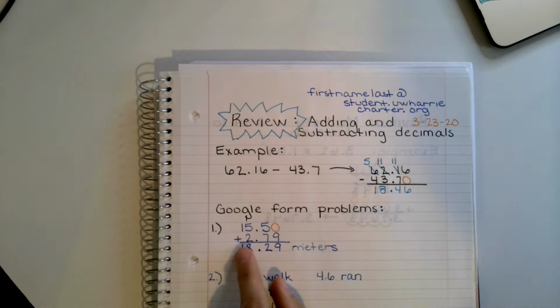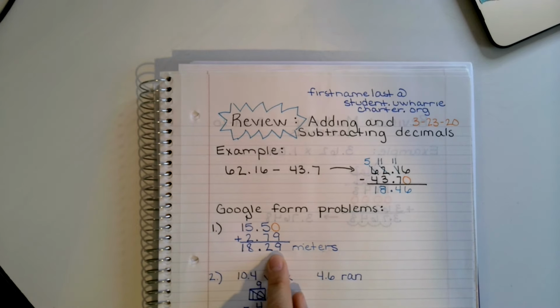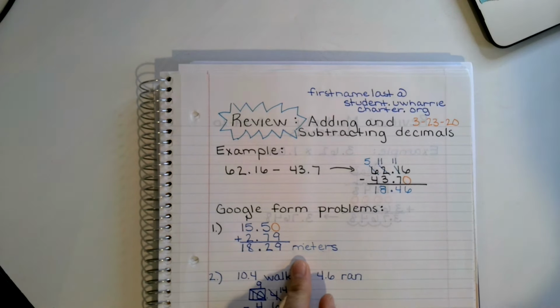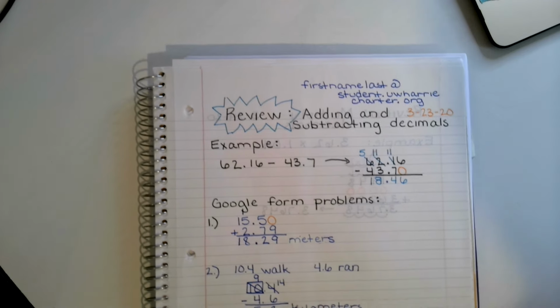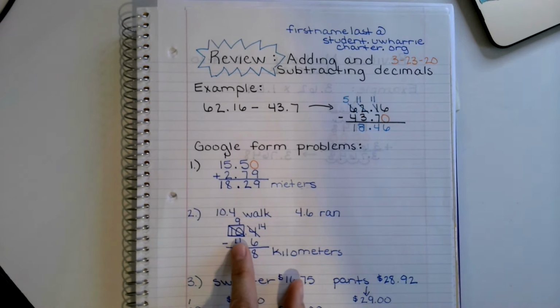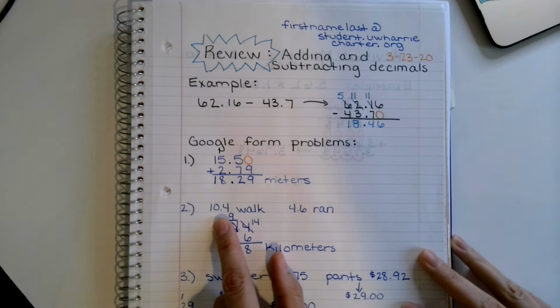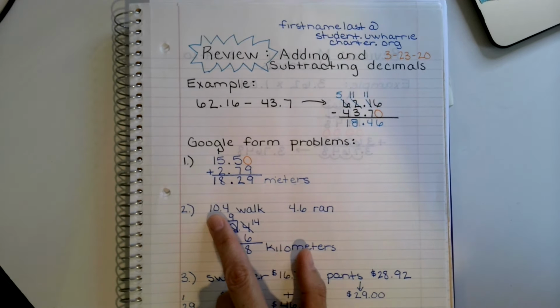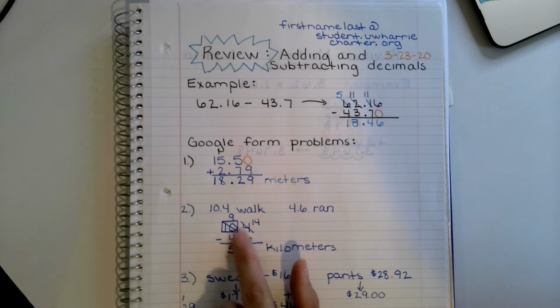All right, so when you added it together, you got 18 and 29 hundredths meters. Remember, I'm going by quickly with these because I've recorded this like 20 times. So your next one, you did they want to know the difference between the walking and running. How much further did he walk than running? So you needed to take 10 and 4/10 and subtract 4 and 6/10.